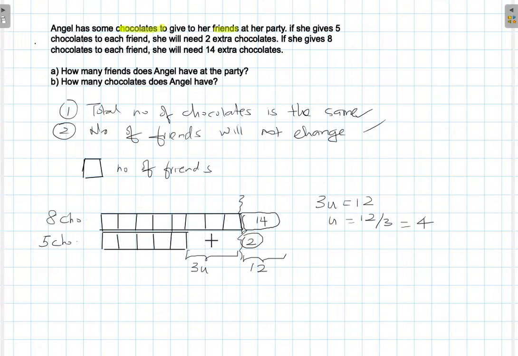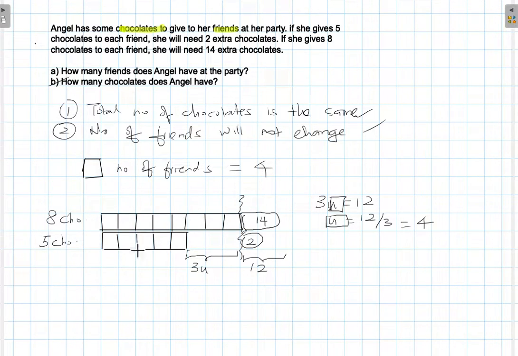So I say let the box be the number of friends. So I already know that this box means 3 boxes, because 3 boxes is equals to 12, right? 1 box is actually equals to 4. So number of friends equals 4. Okay, can you see that? Number of friends equals 4 because box is the number of friends.